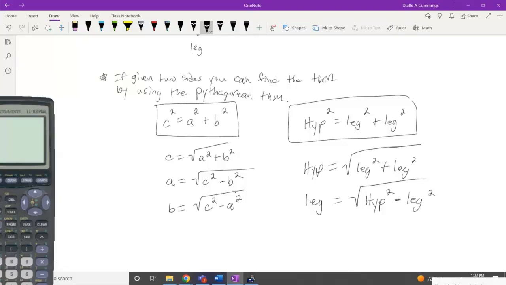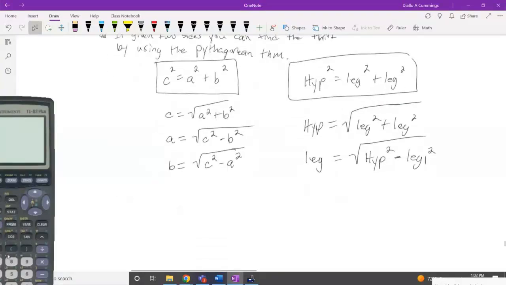So if you're given two sides, you can find the third side, and we have the formula for a, b, and c using the Pythagorean theorem. Here's another fact about a right triangle, because all these things will come into play once we actually start to solve them.